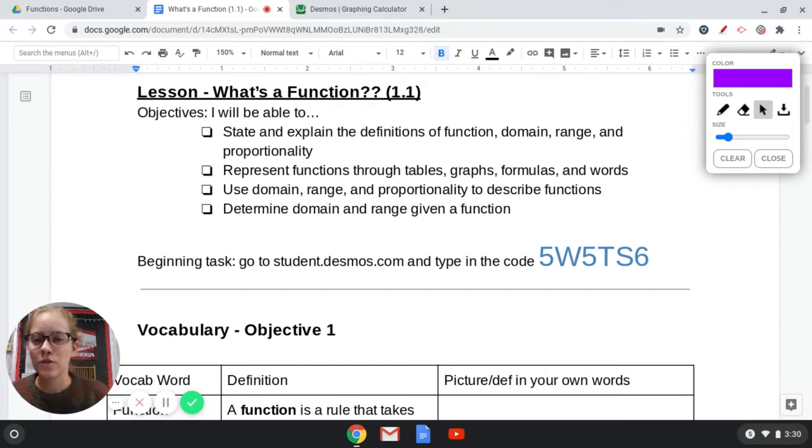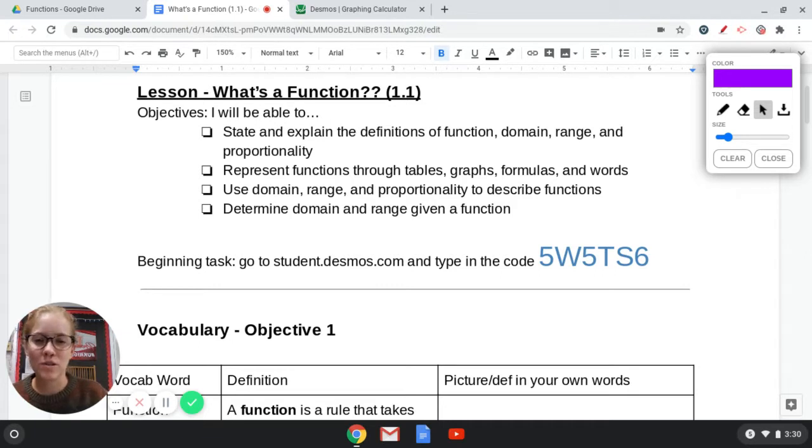So what we need to first figure out are some definitions. We'll draw some pictures. Our goal too is to represent functions through tables, graphs, formulas, and words, like verbally, being able to describe functions. Our third one is using domain, range, and proportionality to describe functions. And lastly, if given a function, can you state the domain and range?